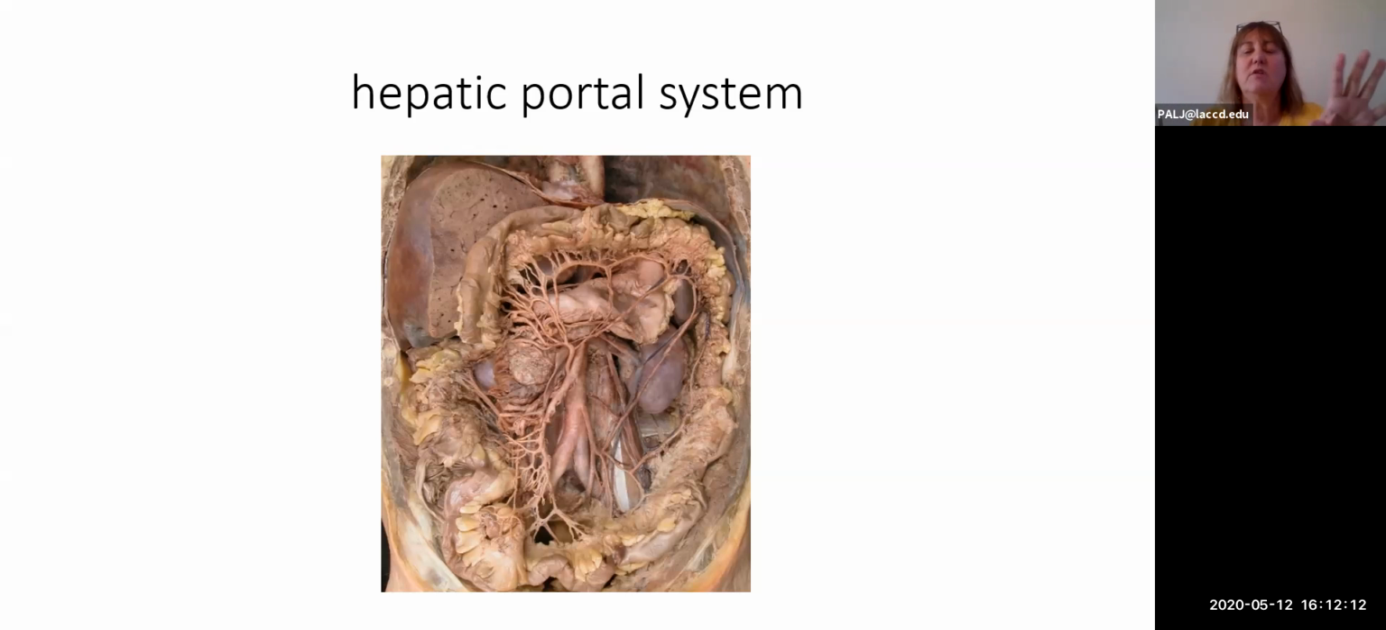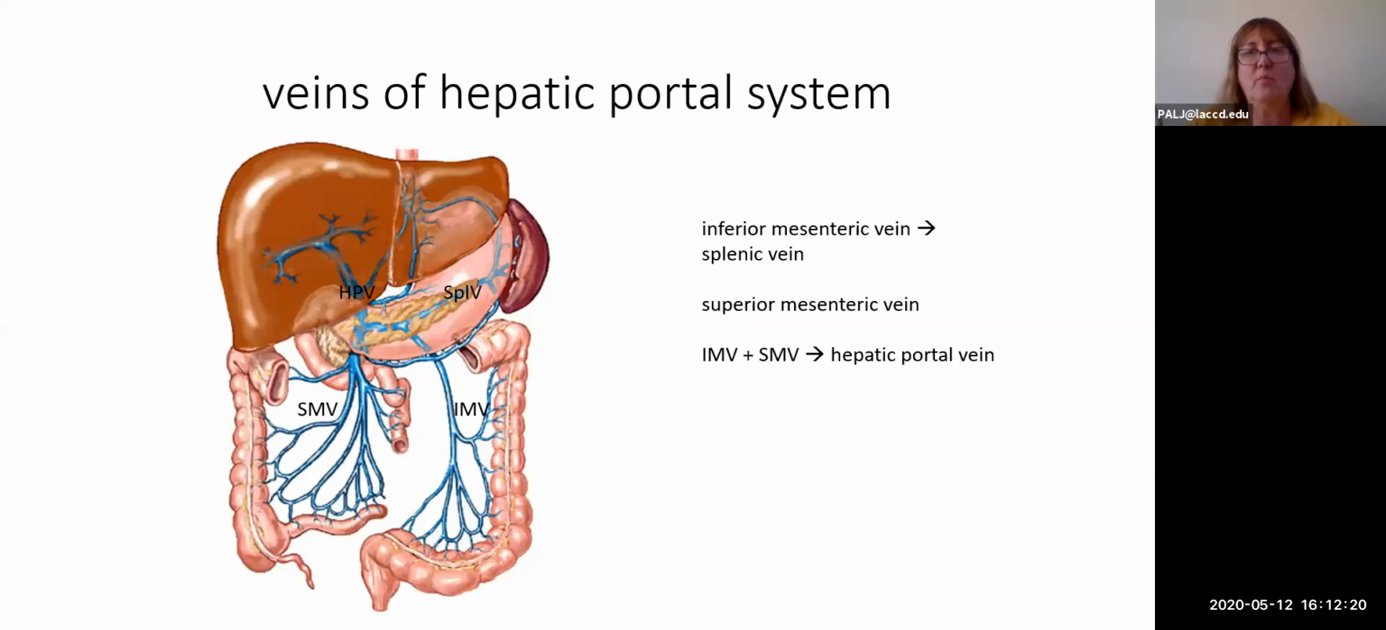So let me give you an overview picture first and give you the names of the blood vessels, and then we'll go through them one at a time so you can see where they are. So basically, there are 4 veins involved.